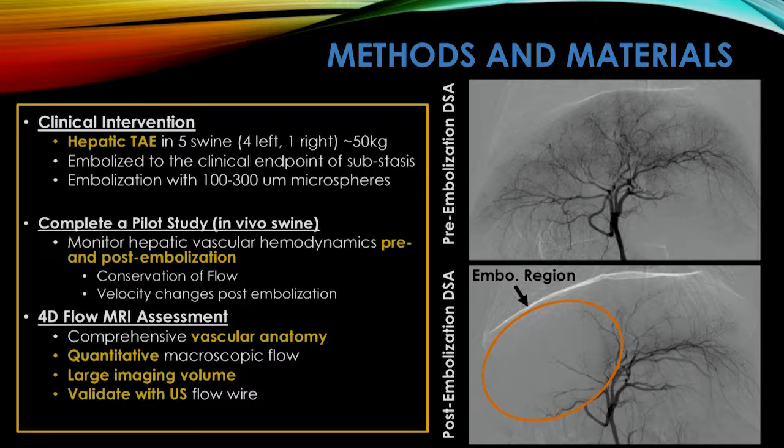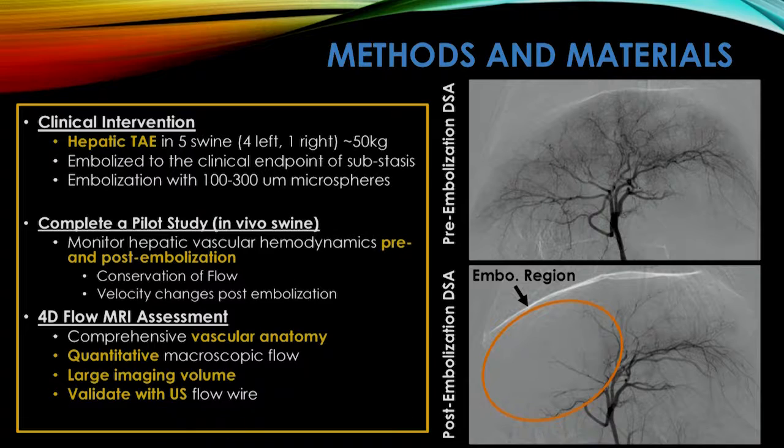We had a clinical intervention where we did a hepatic TAE in 5 swine, 4 on the left, 1 on the right. Primarily the liver and the pigs are left dominant, so we chose the larger branch that fed more of the liver. These were all female pigs, and the embolization we completed was the radiographer's choice. So we had 2 at complete stasis and then 1 at partial stasis. And the embolization was with 100 and 300 microspheres.